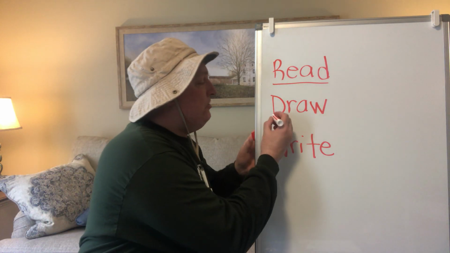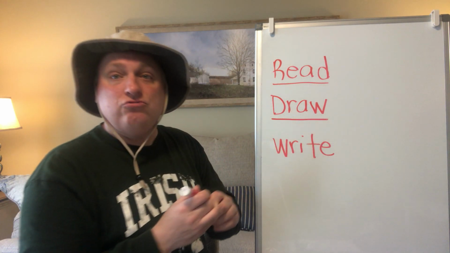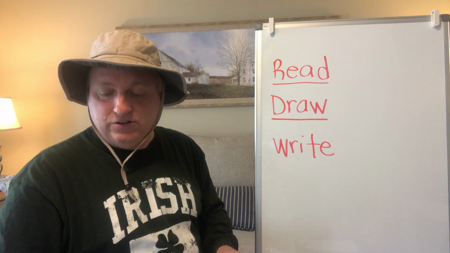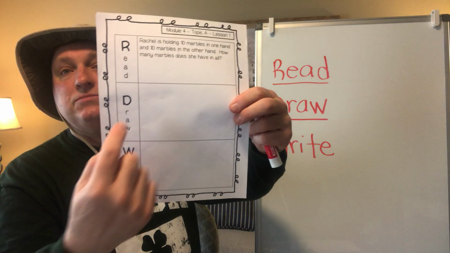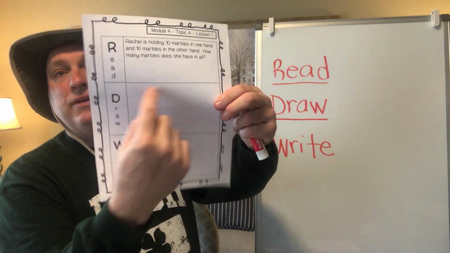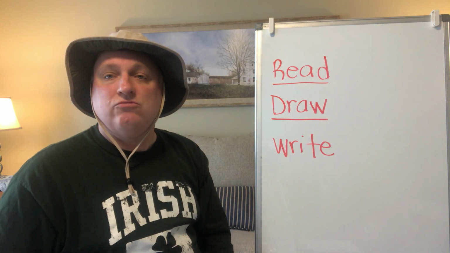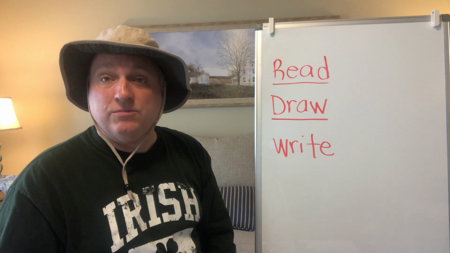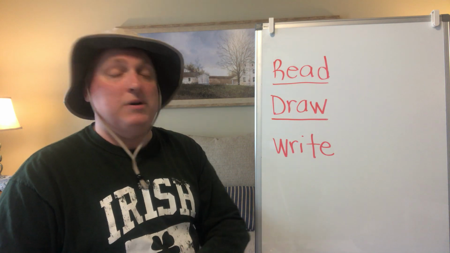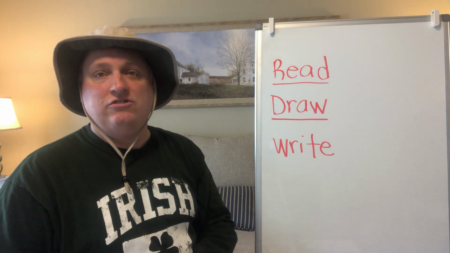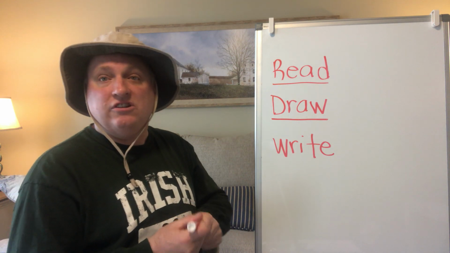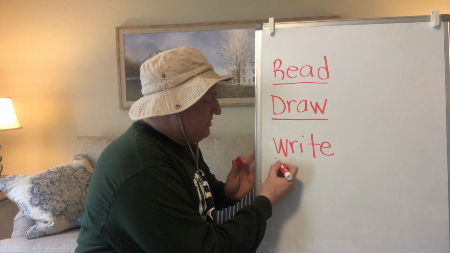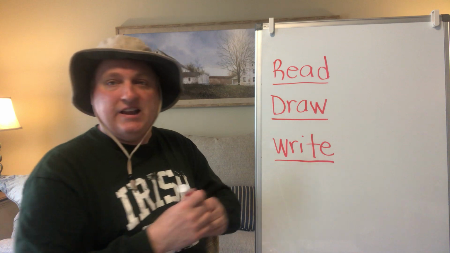The D, or the draw section, is to draw a picture of it, which you've already been doing. And they give you a nice big box here to draw your math picture. That's also where you can write your addition or subtraction number sentence, draw your picture, if you want to make a number bond, all the things that you've been learning. That's the draw section.